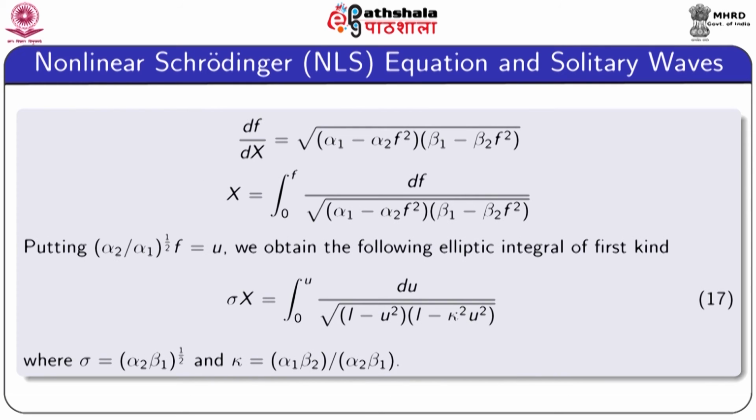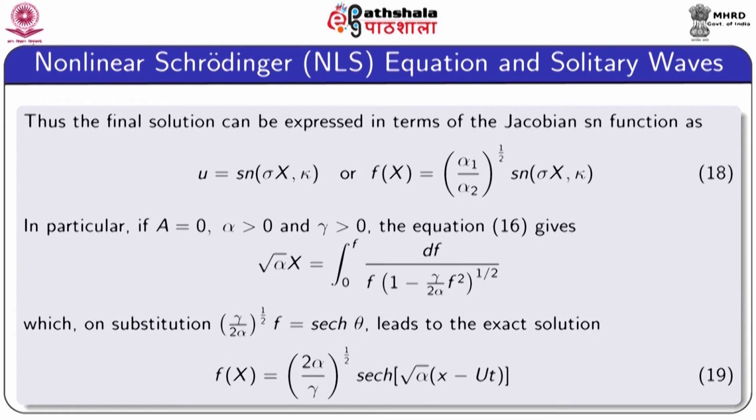So, what is f(x)? If you see the middle line here, f equals alpha 1 by alpha 2 to the power half into u. So, using that we can obtain the value of f(x) as alpha 1 by alpha 2 to the power half into this value of u. So, this is our required solution.